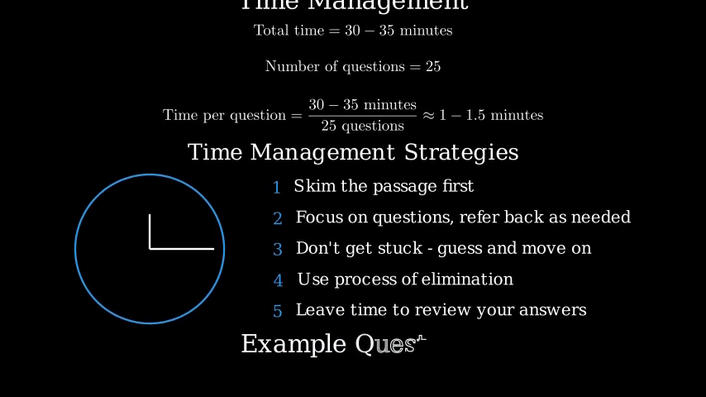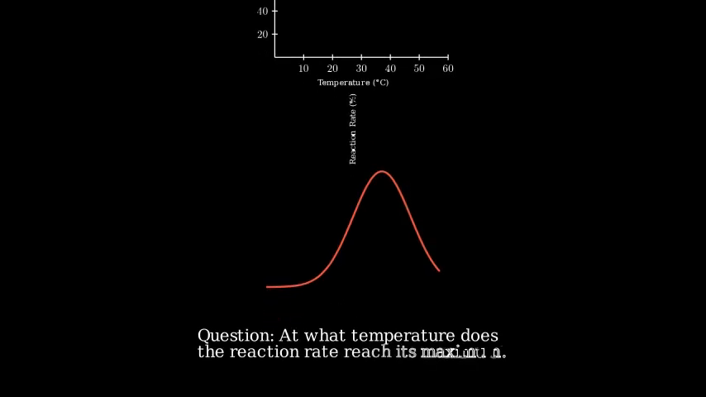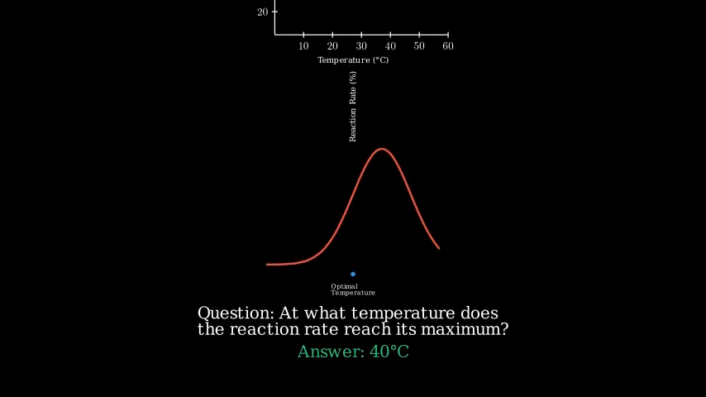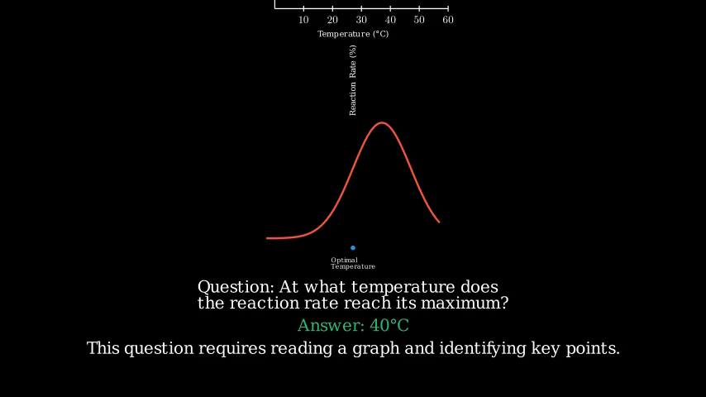Let's look at a simplified example of what you might expect on the test. Here's a data interpretation passage with a graph showing the relationship between temperature and reaction rate for an enzyme-catalyzed reaction. A typical question might ask, at what temperature does the reaction rate reach its maximum? Looking at the graph, we can see that the reaction rate peaks at around 40 degrees Celsius, after which it begins to decline. This is a basic data interpretation question that requires you to read a graph and identify key points.